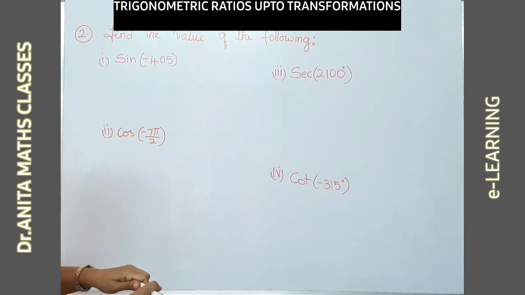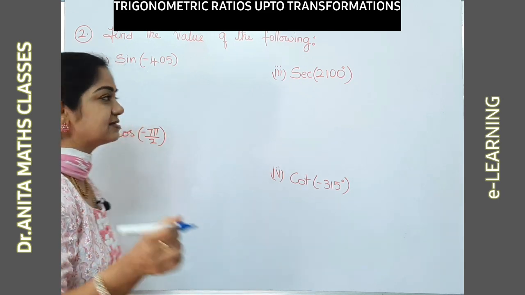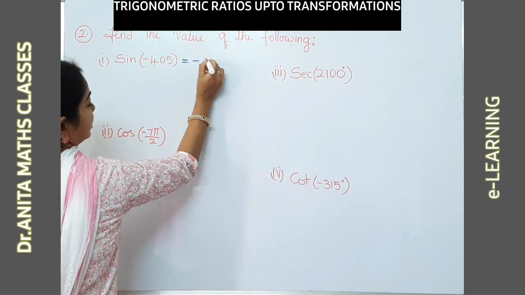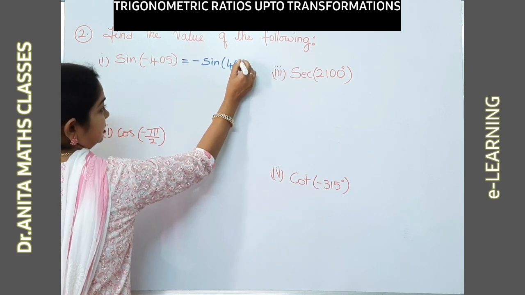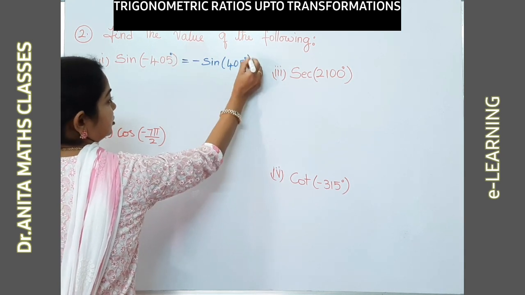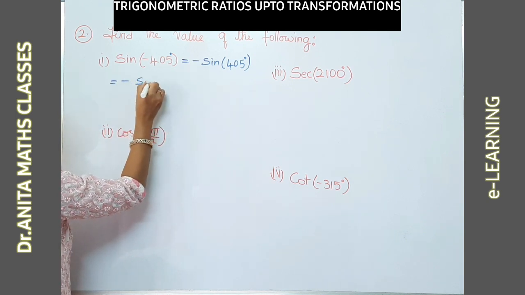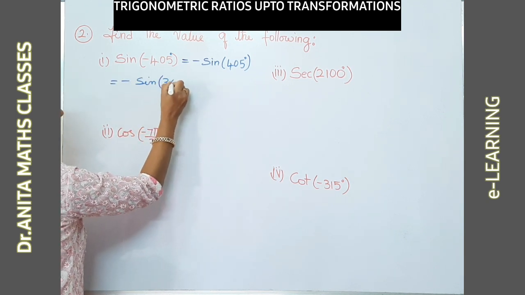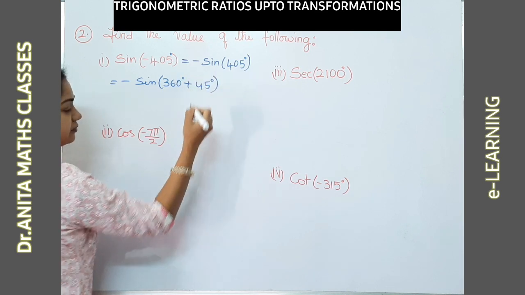Here, sine of minus 405. We know that sine of minus theta is minus sine theta. So we'll write minus sine of 405 degrees. And 405 I can write as minus sine of 360 degrees plus 45 degrees.